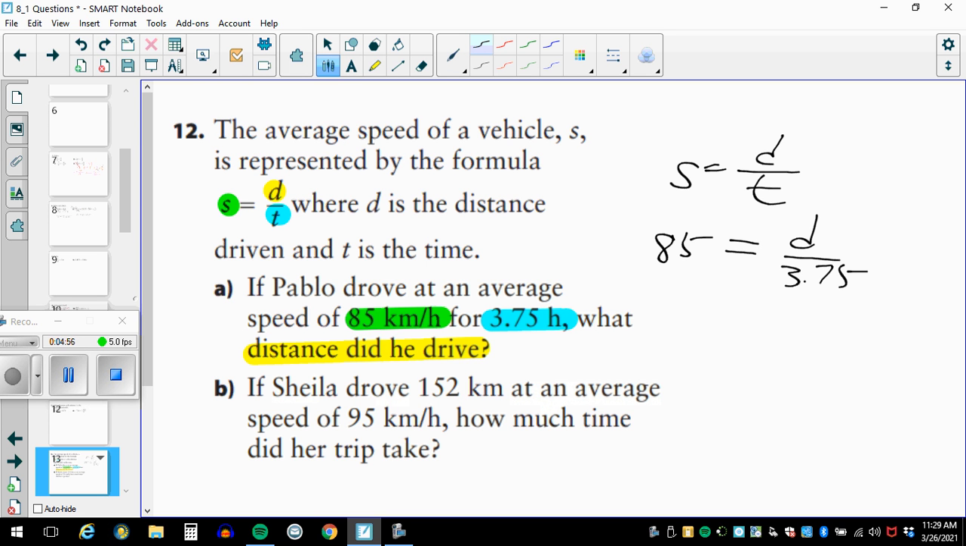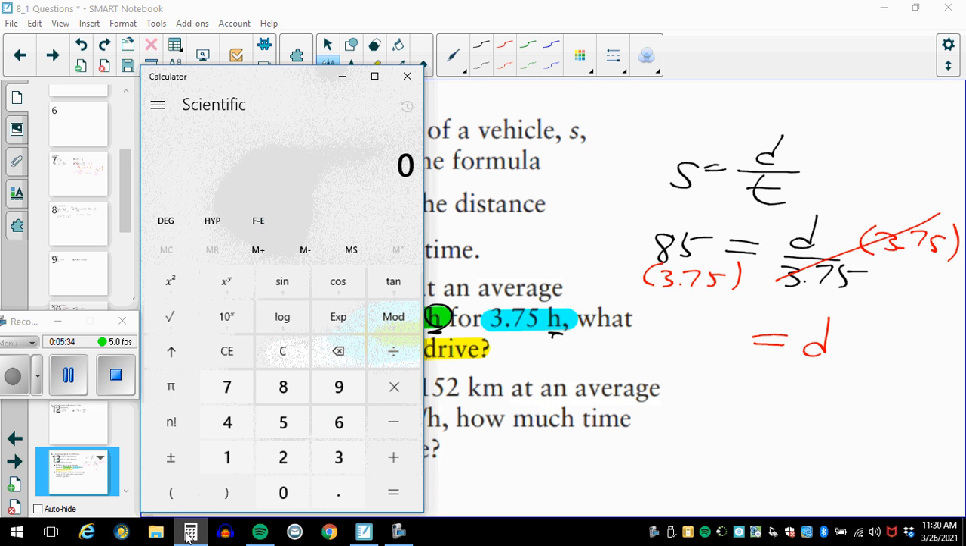Now it's important to note that these numbers will work in the formula because the time units in both my rate of speed and my time are hours, so I don't have to convert. Sometimes they might trick you by saying per minute or something, at which point you have to make a conversion. But here we don't have to. So here we're going to multiply both sides by 3.75, and that's going to allow us to isolate the d. Then I grab my calculator: 85 kilometers an hour multiplied by 1 hour would be 85, multiplied by 2 would be 170, but multiplied by 3.75 hours is 318.75.